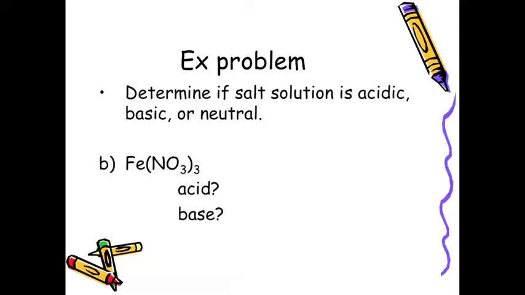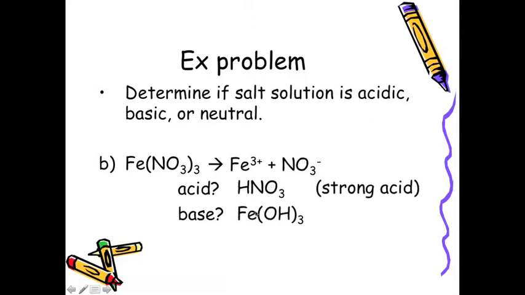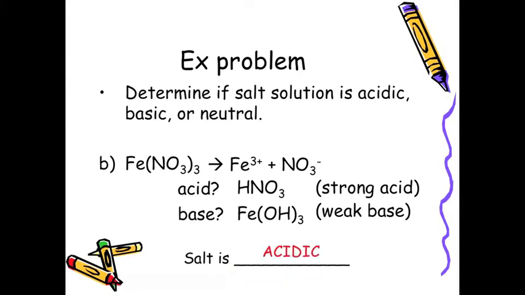As another example, if you've got iron nitrate, FeNO3, the acid would be HNO3 because the anion, NO3, makes HNO3. There's your acid. That is a strong acid. Fe(OH)3, coming from the iron here combining with hydroxide, that is a weak base. And since you have a strong and a weak and the acid is stronger, you get an acidic salt solution.